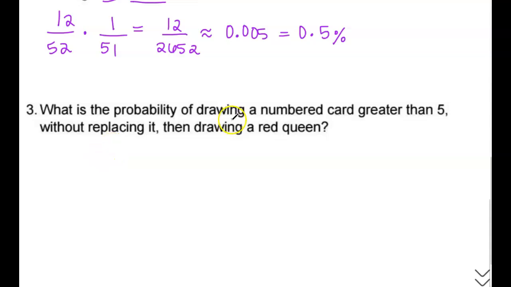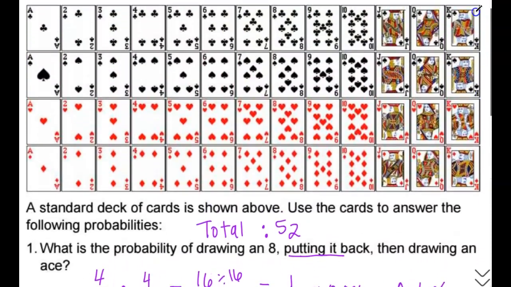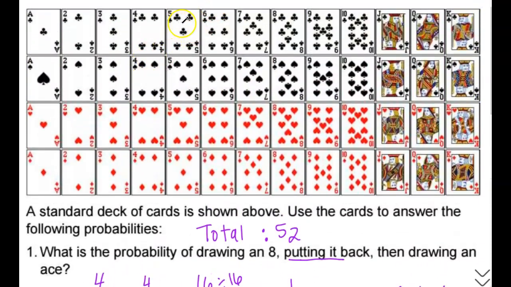Okay, what is the probability of drawing a numbered card greater than 5 without replacing it? Then drawing a red queen. A numbered card greater than 5. How many of those is there? So above 5, so from 6 all the way to 10. No, we don't count the jack. 28? Because it would also be the king and queen. No, only numbered cards. 20, yeah. 5 times 4.